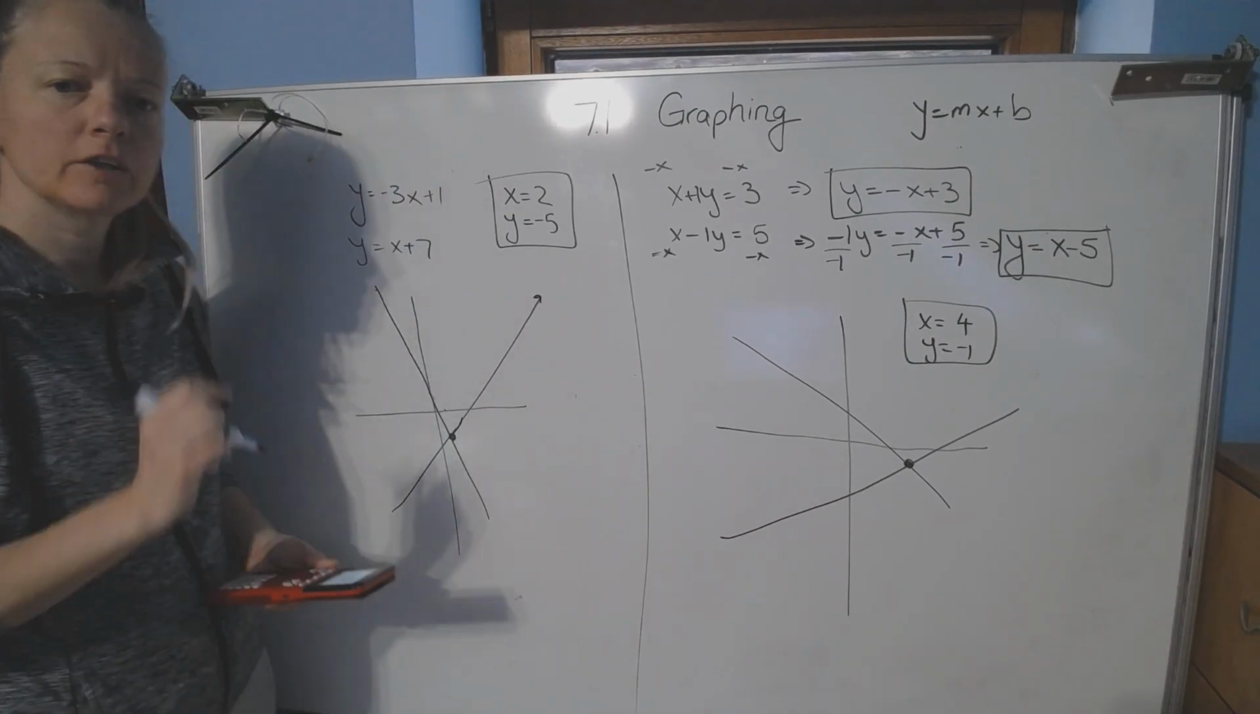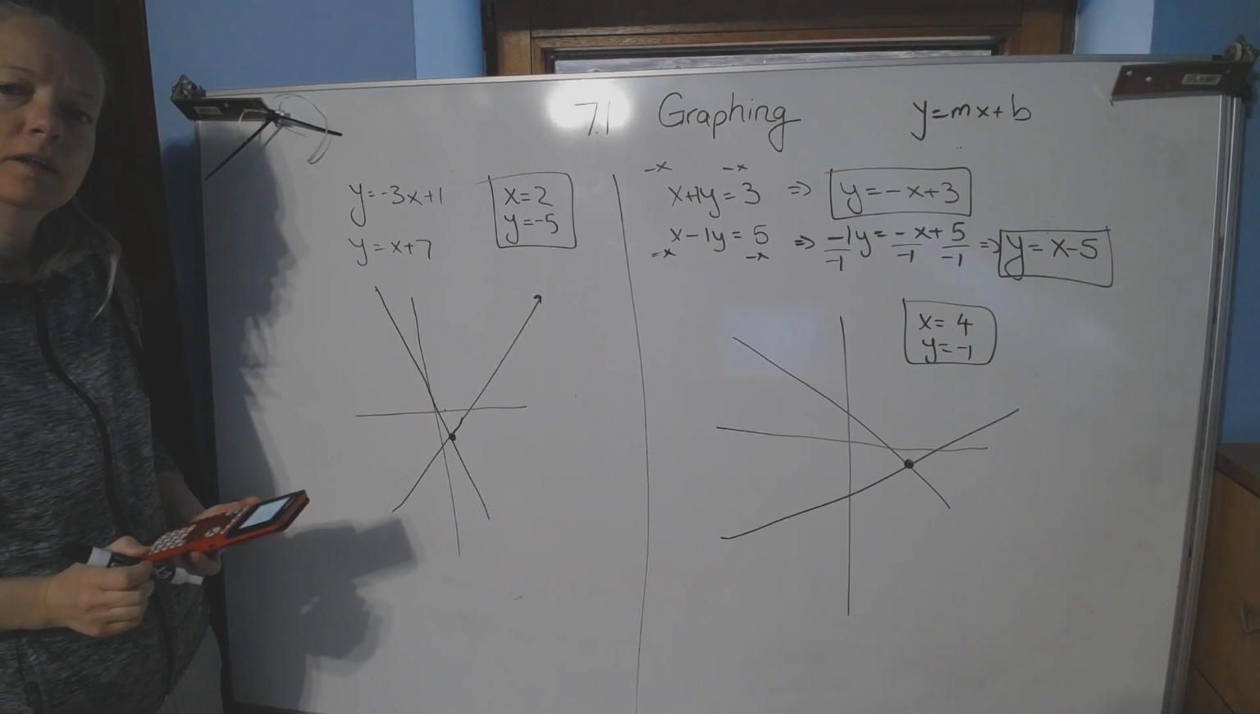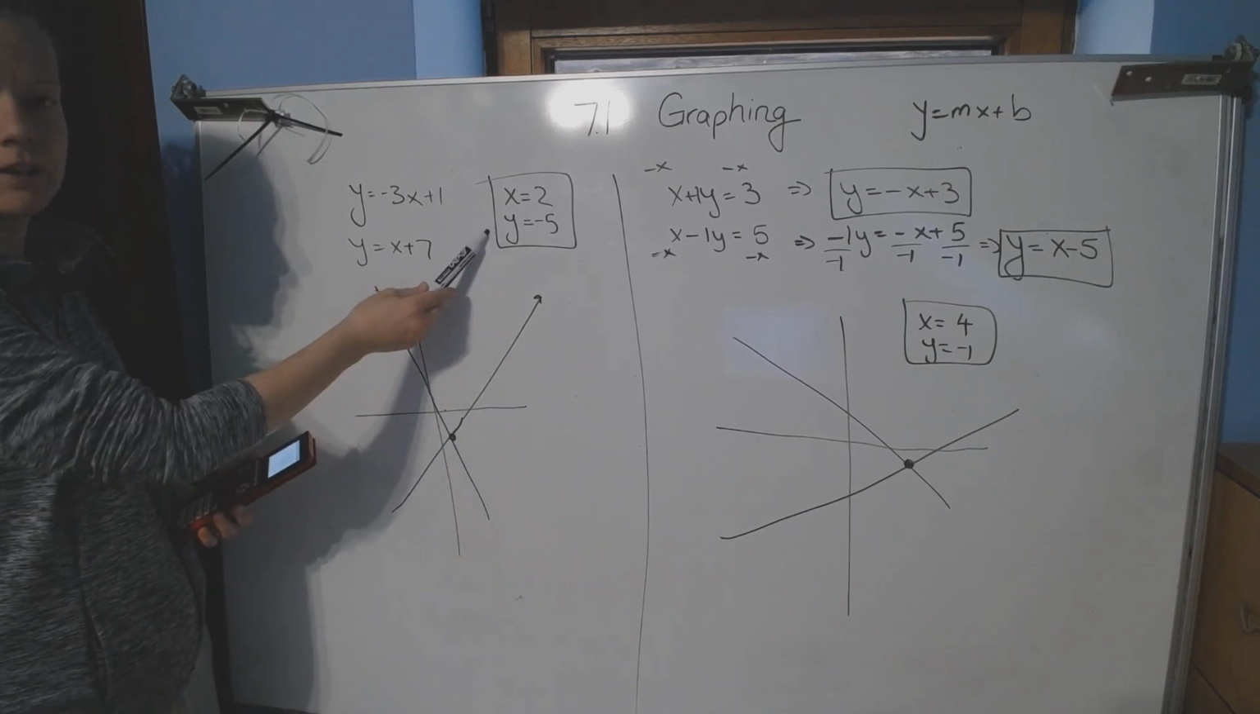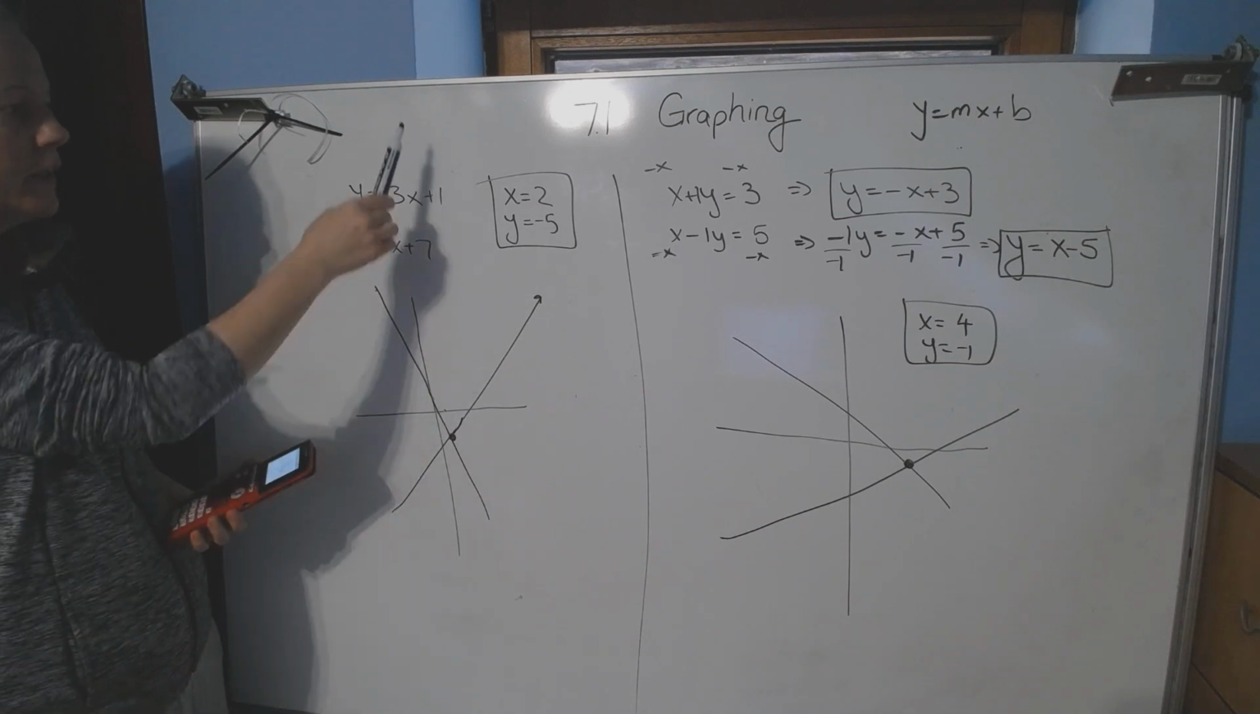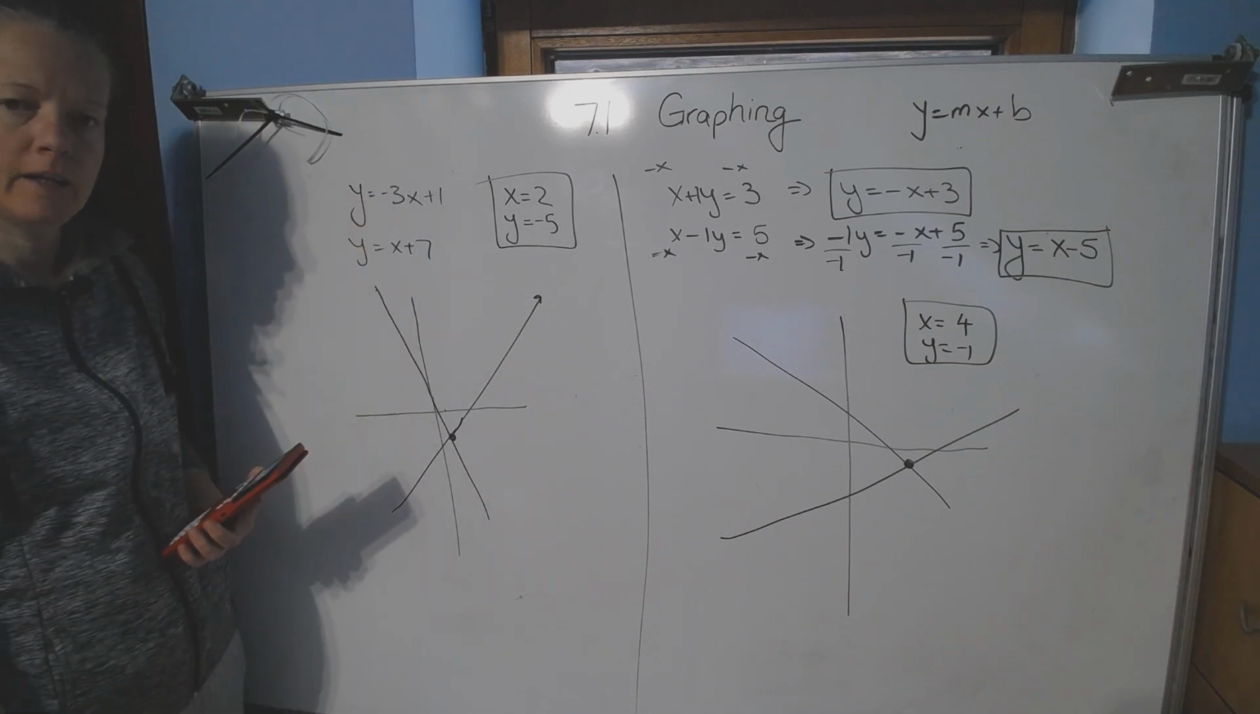Okay, guys, here are your two graphs. I'm going to get out of the way. These are your solutions for 5. X is 2, y is -5. It was already set up for you. All you had to do is get the numbers out.